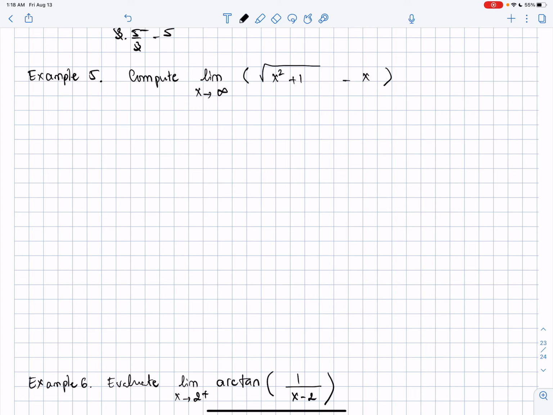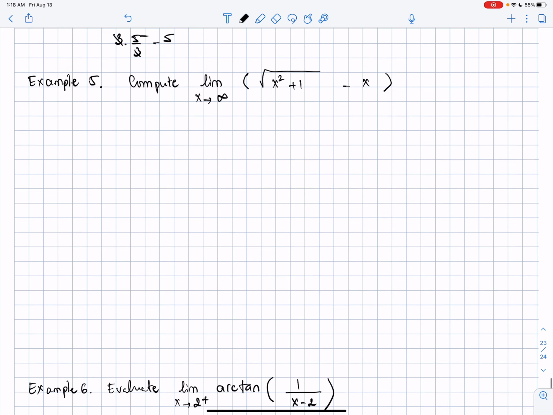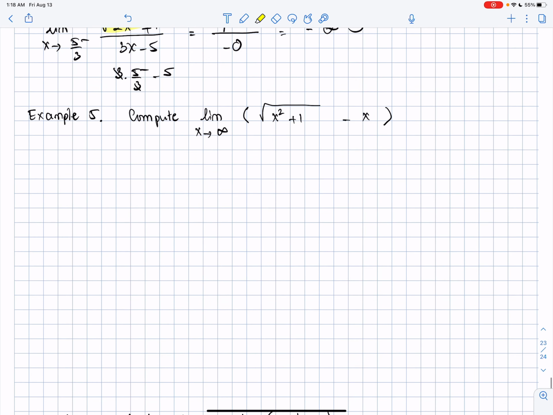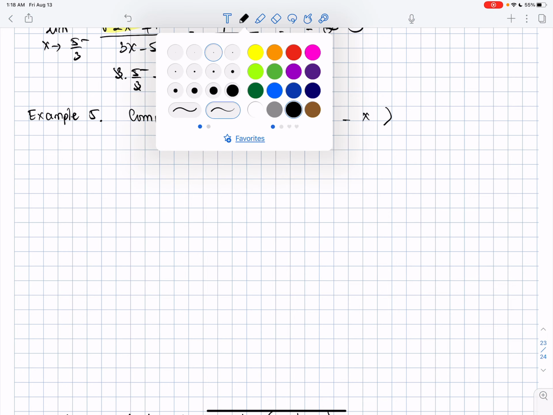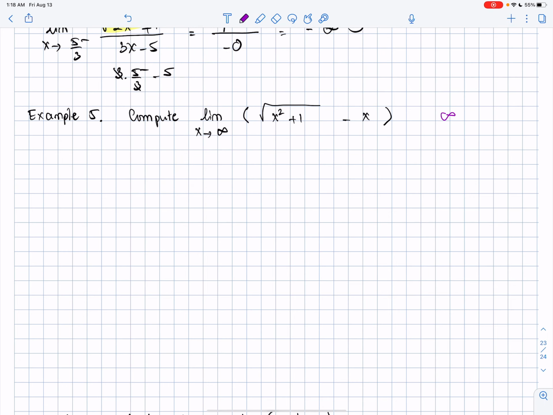Example number 5, compute the limit of the square root of x squared plus 1 minus x as x approaches infinity. If we just plug in infinity, because we see the minus in between, then we will have infinity minus infinity.